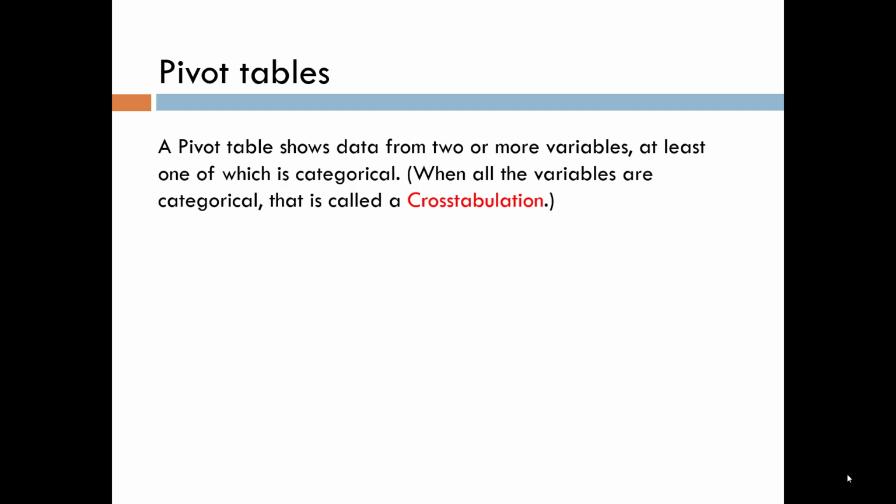A pivot table shows the relationships between two or more variables, at least one of which is categorical. When all the variables are categorical, that is called a cross-tabulation. For example, you can use a pivot table to show how sales vary by day of week, by month, or by product.